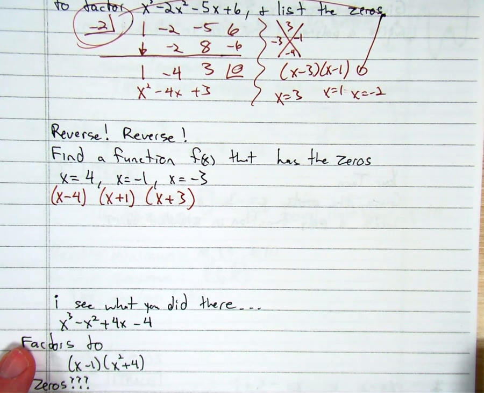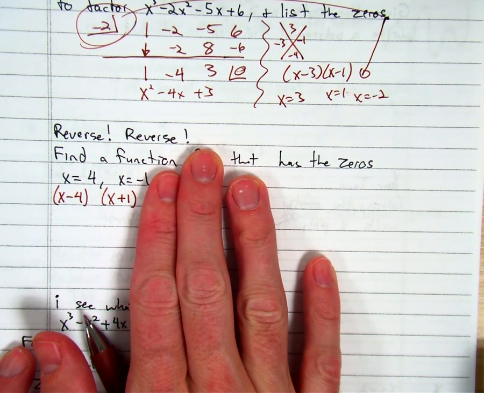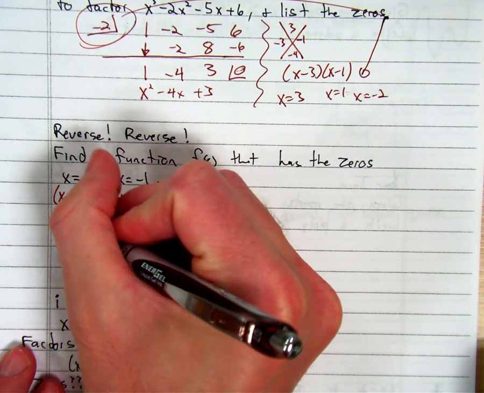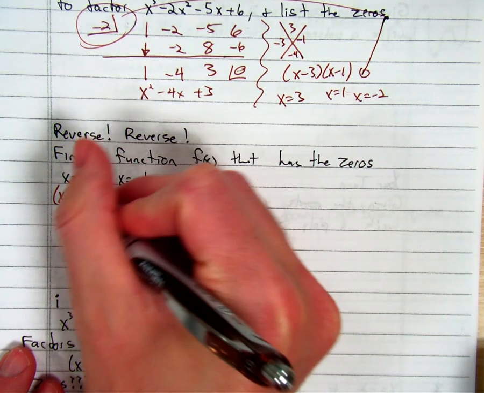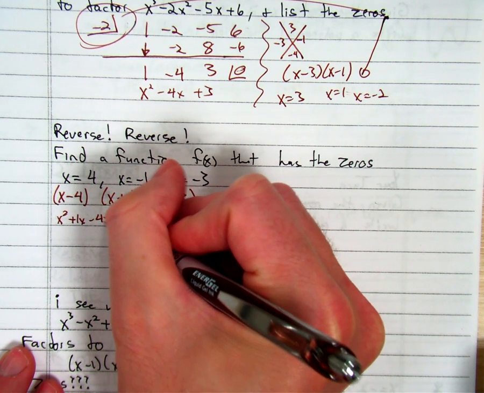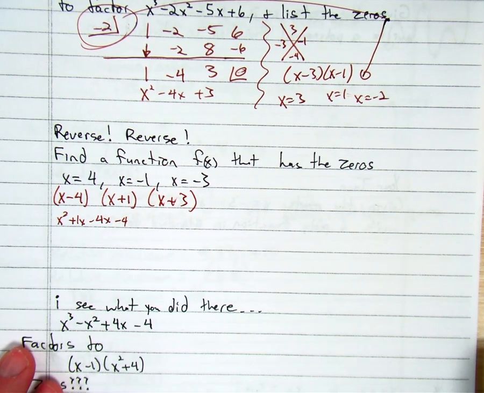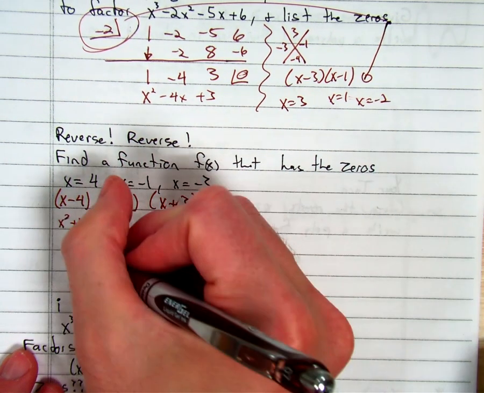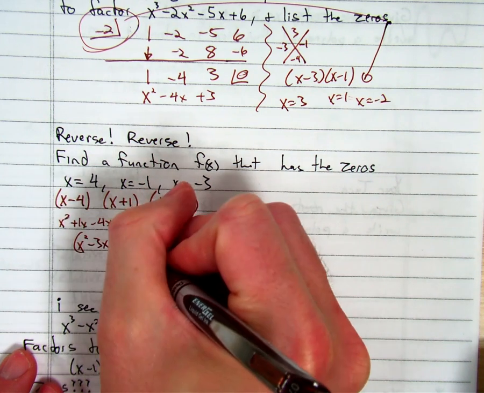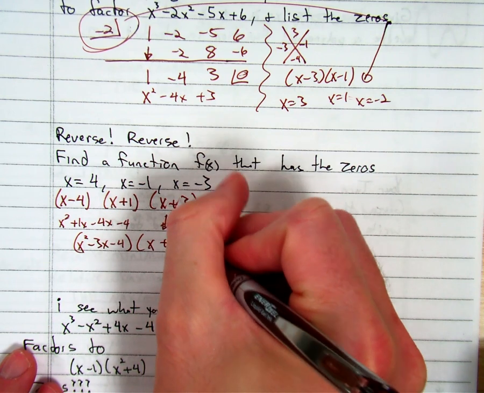Alright, to find what the original function was, you're just going to multiply 2 of these out at a time. Okay, I'm going to pretend that one's not there for now. We'll have x squared plus 1x minus 4x minus 4. Combine your middle. X squared minus 3x minus 4. And now we're going to take that times x plus 3.